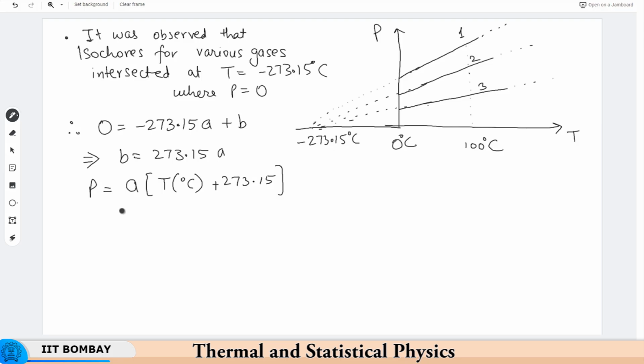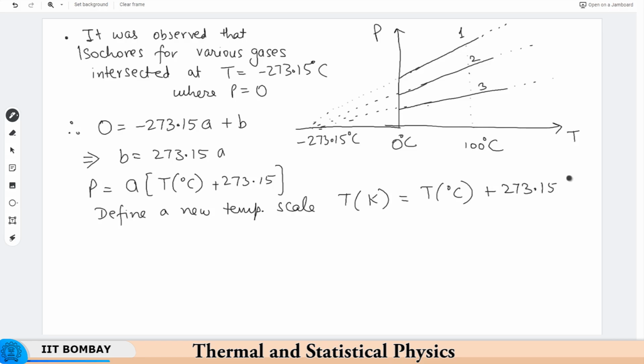So now let us define a new temperature scale, and let us call it temperature in the units of Kelvin, right. So this is basically temperature in the units of degree Celsius plus 273.15, all right. So therefore this equation basically becomes P is equal to A times temperature now measured in the units of Kelvin, okay.